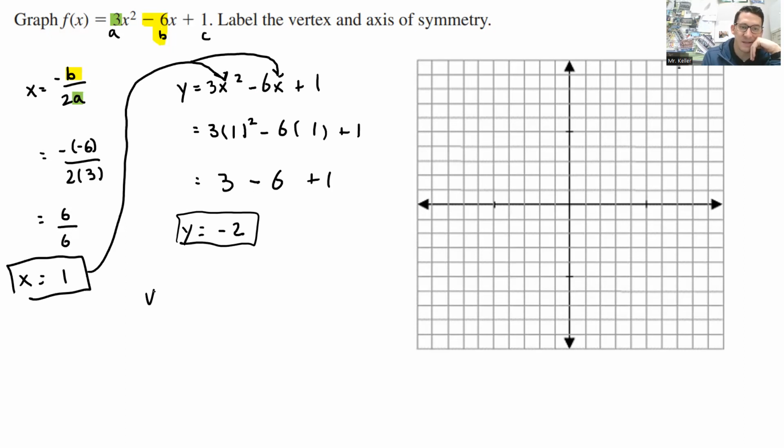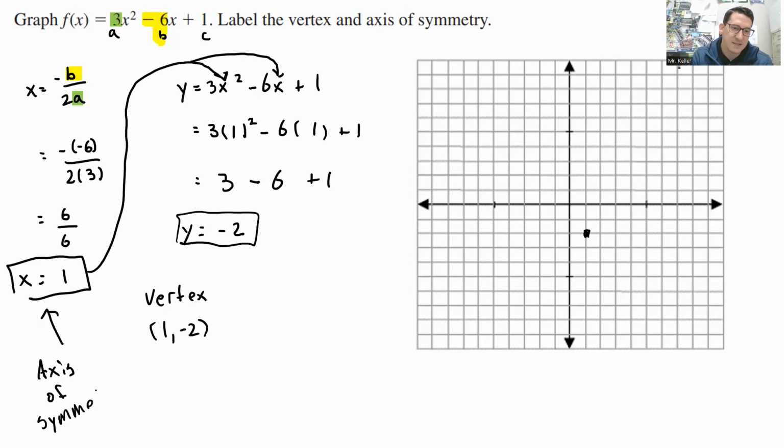So our vertex is at the point 1, negative 2. So let's plot this point. The vertex 1, negative 2 is right here. Okay, not what I wanted, stupid board. So 1, negative 2. X equals 1. This is the axis of symmetry. So the axis of symmetry goes through the vertex.